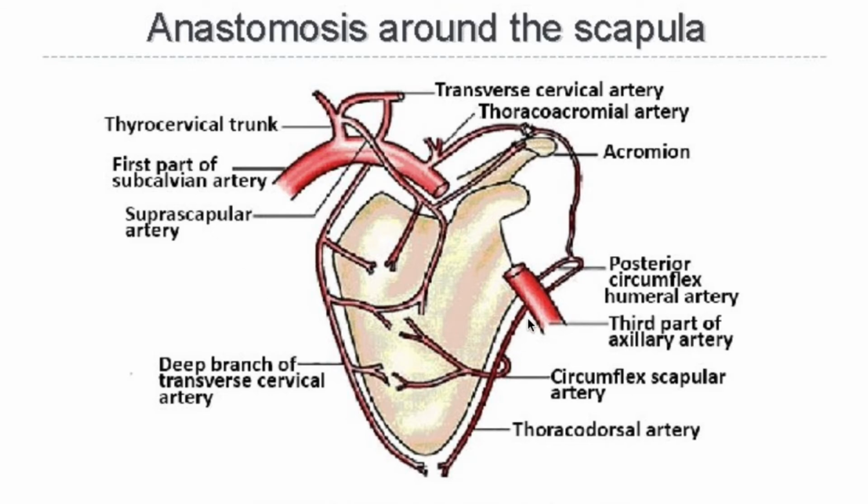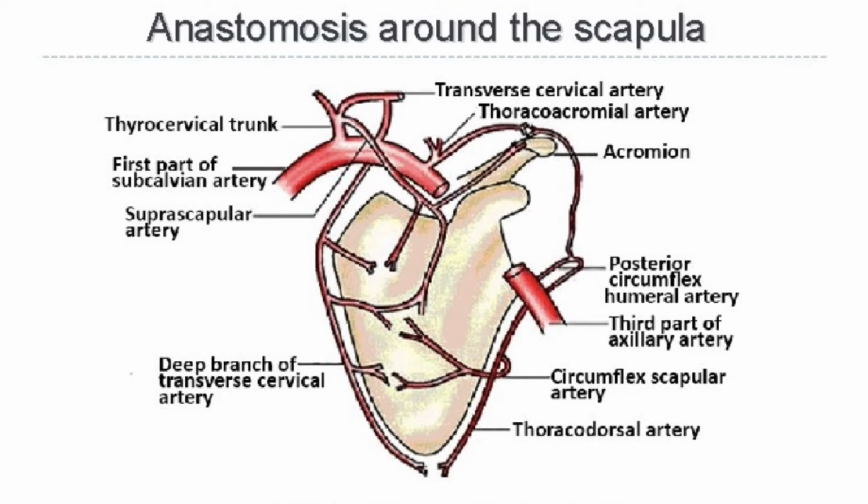The circumflex scapular artery, as has been said to you, is a branch of the third part of the axillary artery. So the axillary artery gives branches such as the circumflex scapular artery. So these three arteries, the branches of the thyrocervical trunk, that is the suprascapular and the deep branch of the transverse cervical artery, and the circumflex scapular artery make the anastomosis around the body of the scapula.